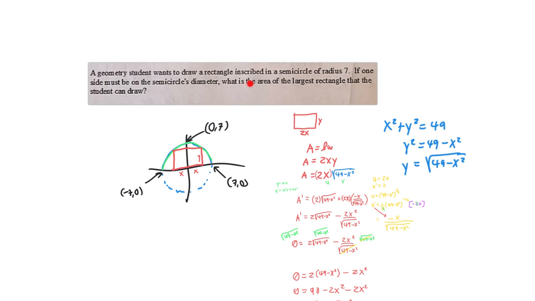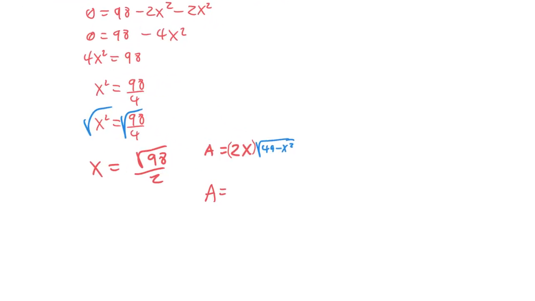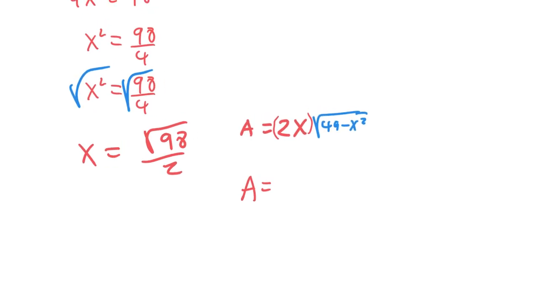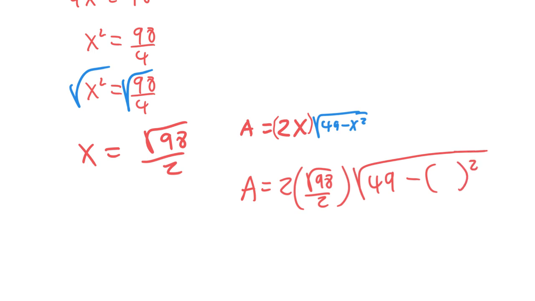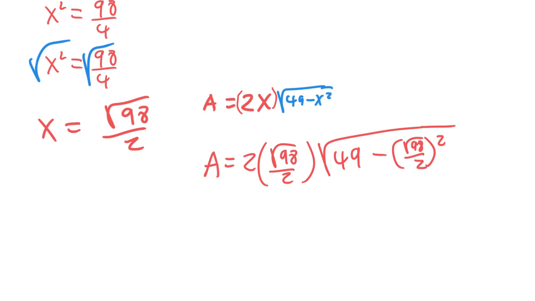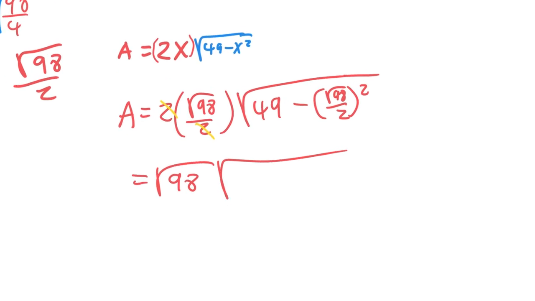Okay, let's remind ourselves, what's the area of the largest rectangle that student could draw? Well, we found the x value that corresponds with that optimized area, so therefore, let's go ahead and plug it in. 2 times radical 98 over 2. We'll deal with that in a moment. We have 49 minus something squared. What's the thing that's going to be squared? Well, it's going to be radical 98 over 2. Okay, these cancel. Next thing you know, you have a radical 98 times radical 49 minus, you ready for it?